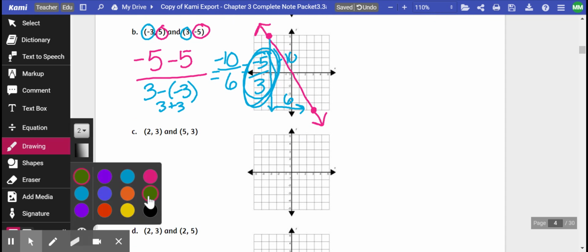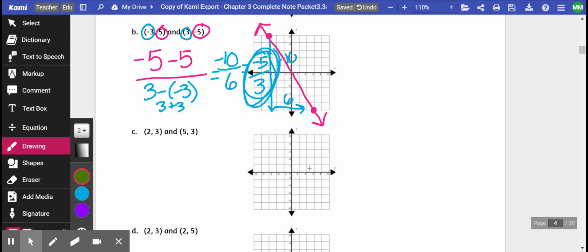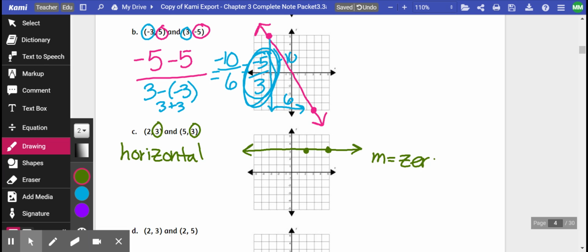The next one that we have is at 2, 3 and at 5, 3. So my line here is a horizontal line. So it's horizontal, and I can see that I have the same y values. So if I have the same y values and it's a horizontal line, my slope is going to be equal to 0. And I can even show you guys this using the formula.